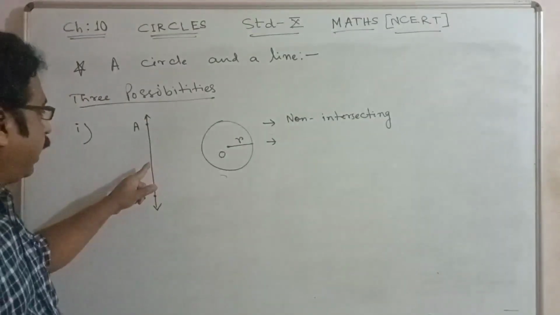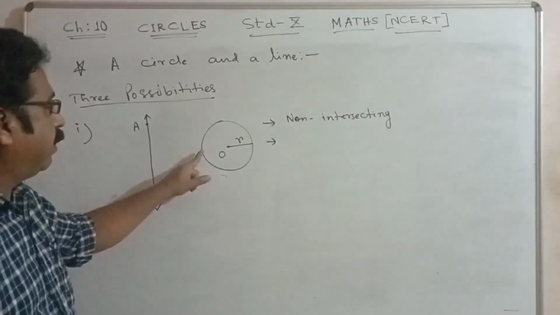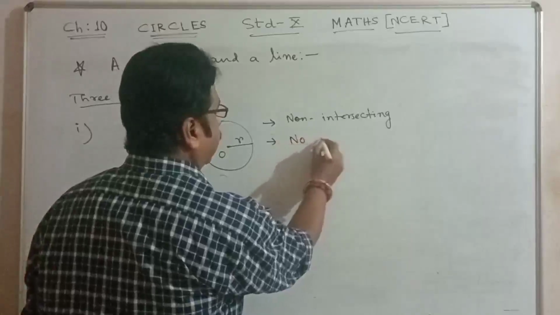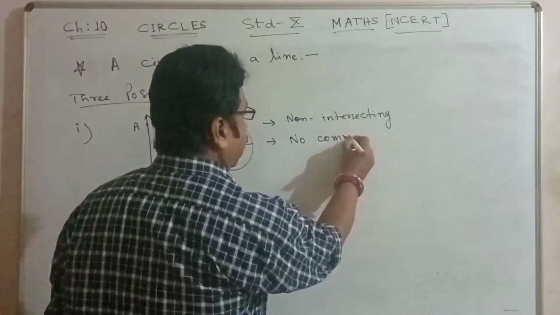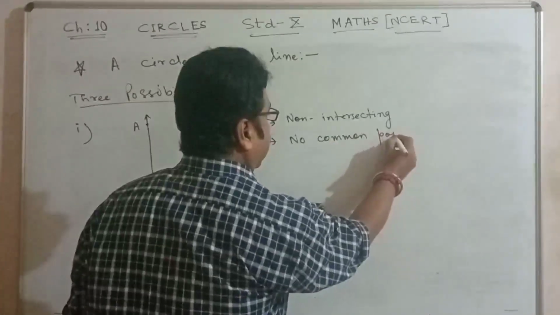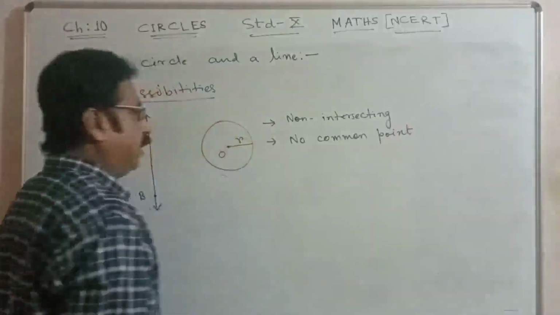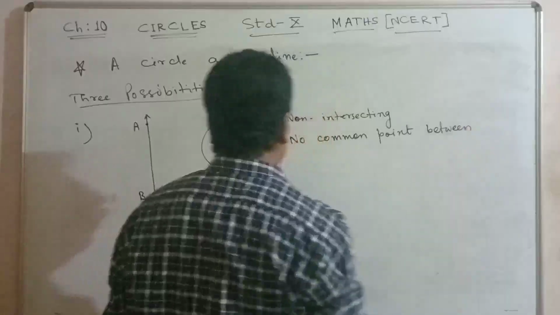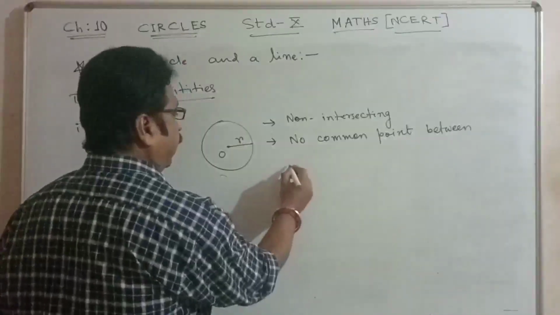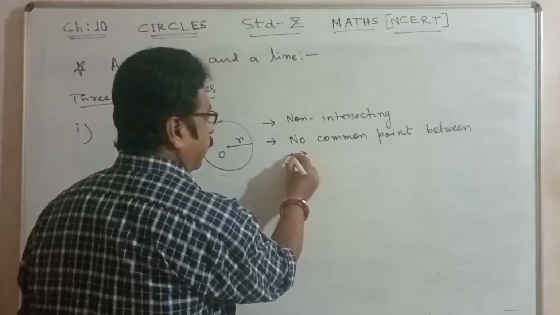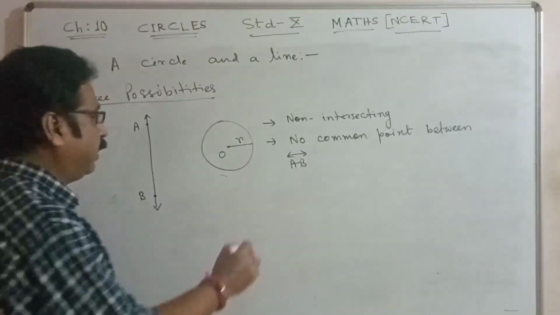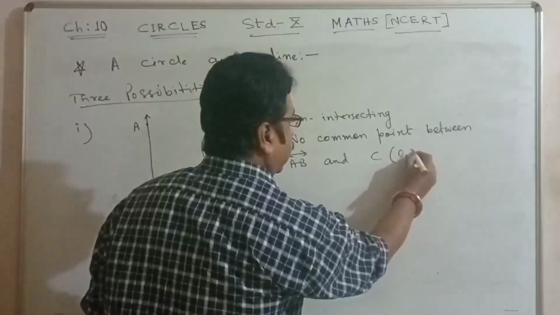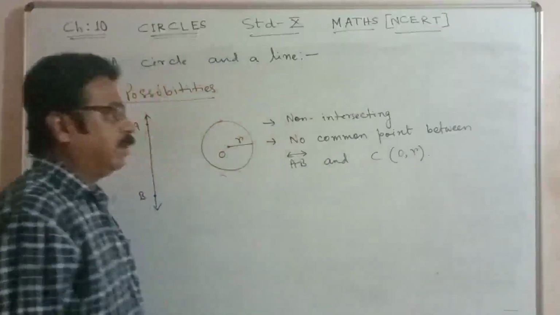Which point can lie on this line also and on this circle also? No common point between line AB and circle COR.